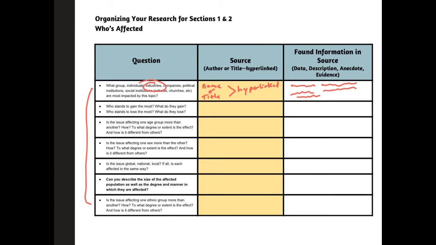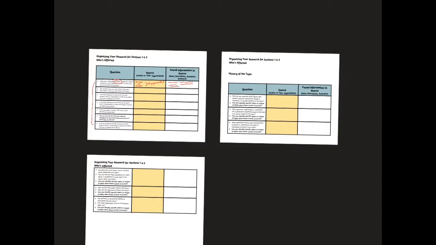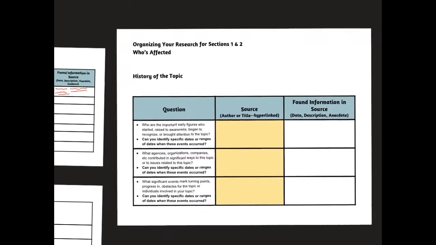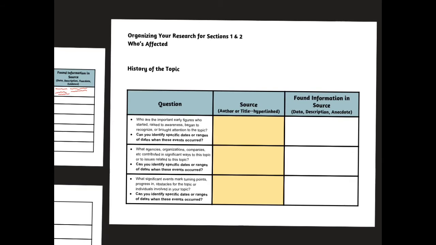So this chart may begin to expand a little bit for you. The idea is that you have this one central location, this hub, where you can now write your report. Putting this chart together is going to require you to do some work, but it's also going to require you to look a little more deeply at your sources. I also have one set up for the history of the topic, and I'll be addressing the infographic probably on Wednesday of the week. I want to give you a couple of days to get your research and the who's affected stuff done. I will also be showing you examples of how this works.